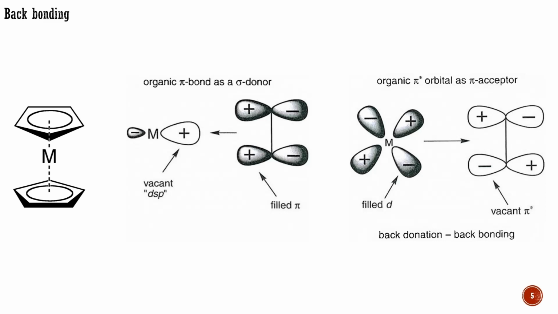It may seem paradoxical that an antibonding orbital can form a bond, but this orbital is only antibonding with respect to carbon atoms in the unsaturated organic ligand and can still be bonding with respect to the coordinating metal. In other words, unsaturated organic ligands can act as pi acceptors or pi acids, decreasing electron density on the metal.